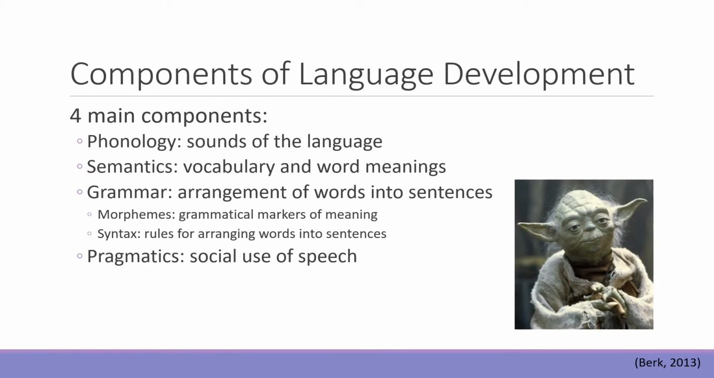There are four main components of language development: phonology, semantics, grammar, and pragmatics. Phonology is the sounds of our language. A phoneme is the smallest sound that can change the meaning of a word. In English, we have 44 phonemes, including letter sounds and combinations such as th.